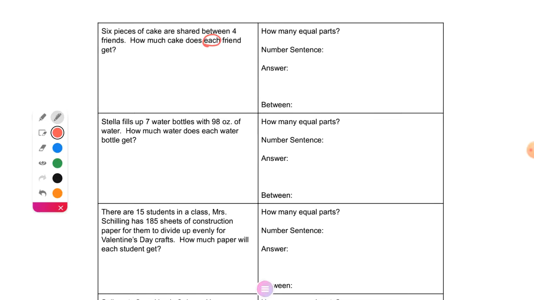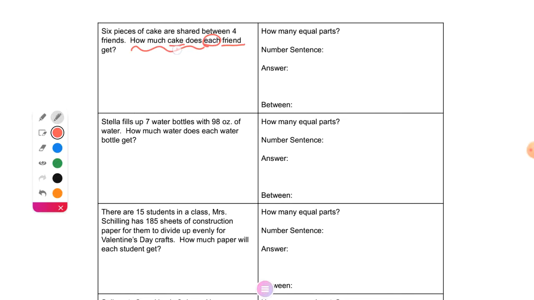Friends. Okay, friend. And between, no. So look in front of the word each. Which of those could be a label? How much cake does friend? So the question, really, you're asking a question there. Cake does friend? Does that sound weird? Like I'm not speaking English?